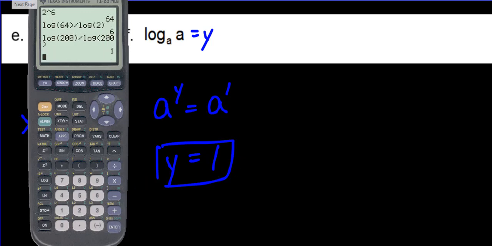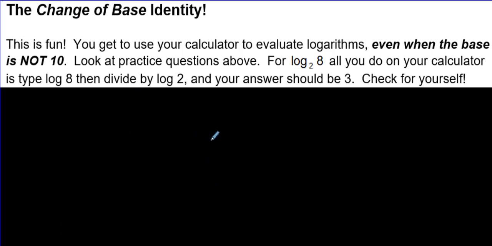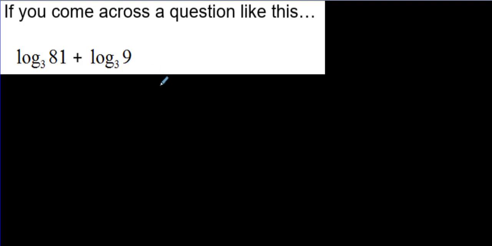Okay? So the change of base identity, and you can always pause it on here just to review and read this, but I was supposed to reveal at this point in time how great the calculator was at getting these answers. But there's no need for that because you already know how. One more question. You may come across a question like this. All we have to do is use our change of base identity, and we can quickly figure out what each one of these are, and we'll have our final answer.